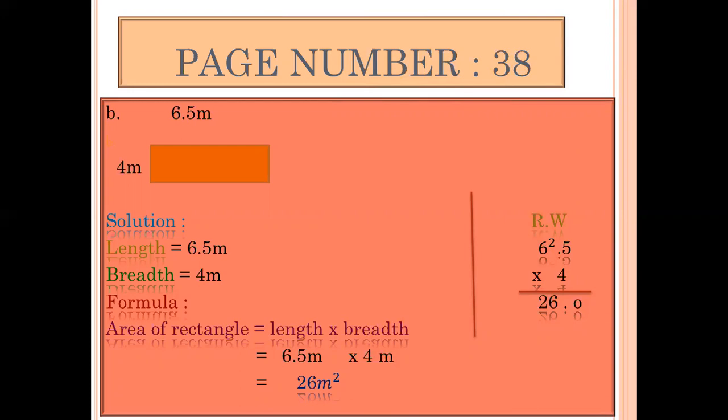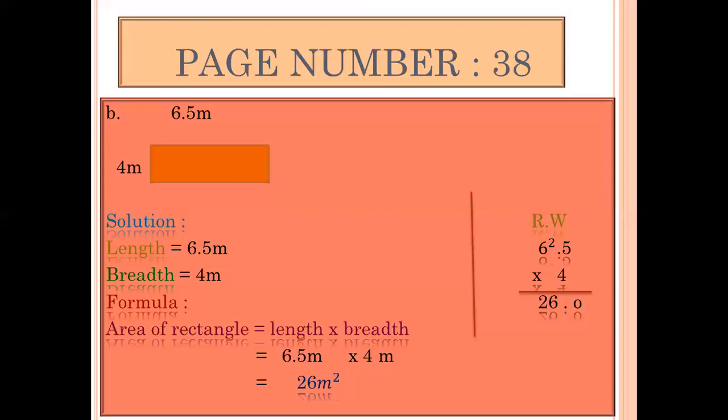In the rough column, I did the multiplication for you. You multiply 6.5 with 4, 26.0 or 26 meters square. If there is 0 after the decimal and no other number is after 0, then we can write only 26. 26 meters square. This is the area of the required rectangular garden.